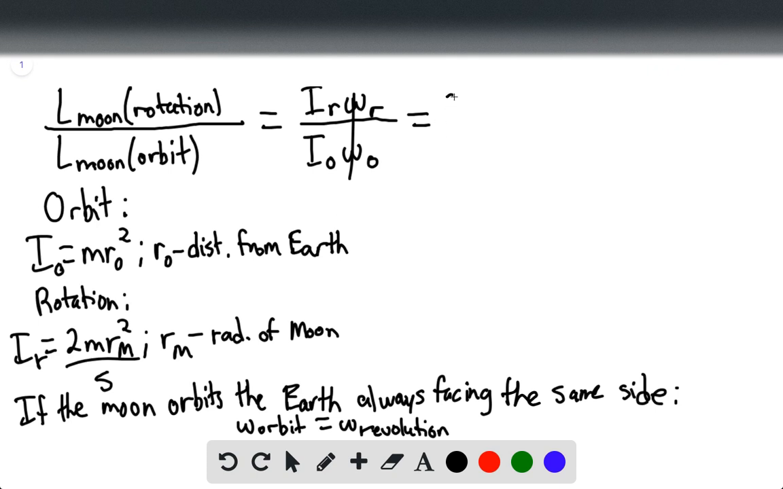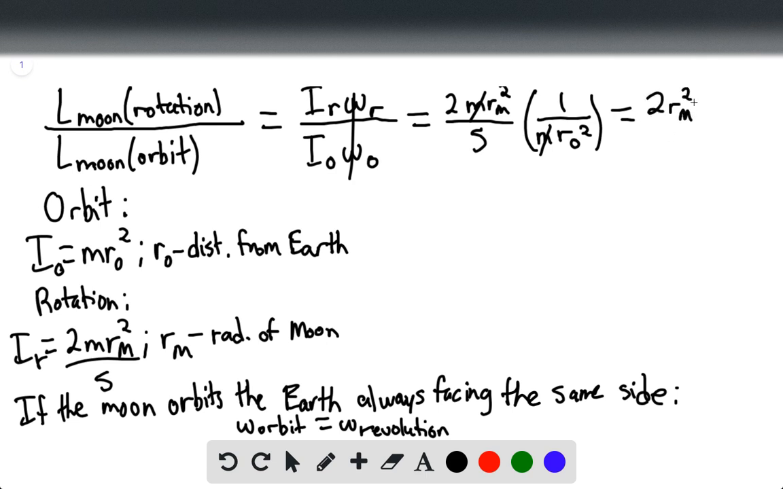So we can say 2 m R_m squared over 5, and then times essentially 1 over m R_o squared. So m cancels out, and we are left with 2 R_m squared over 5 R_o squared.